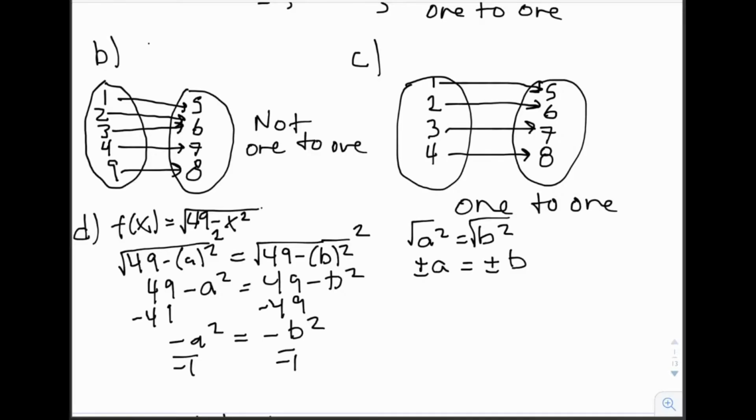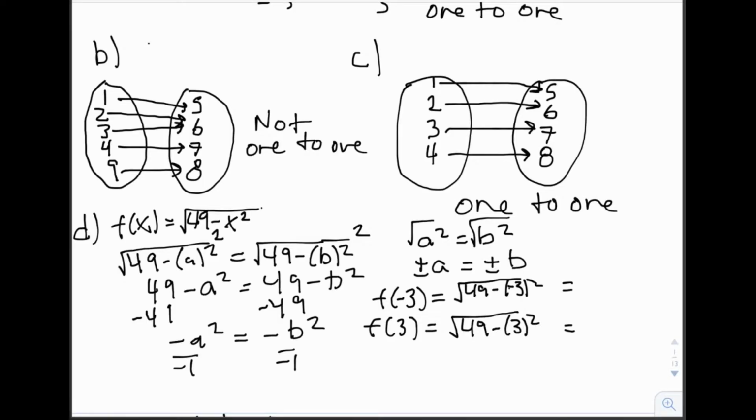So another way to show this is if we plug in a value of negative 3 and a value of positive 3, what happens is we get the exact same value, and that is not showing that we have an x value corresponding to only one y value and vice versa. So that will leave us with 49 minus a negative 3 squared, as well as 49 minus a positive 3 squared. And what is that going to leave us? It's going to leave us with the same value of a square root of 40. So in this case, this one is not one-to-one.